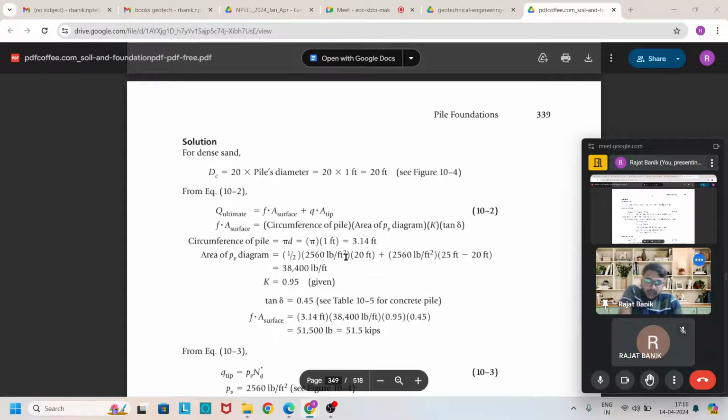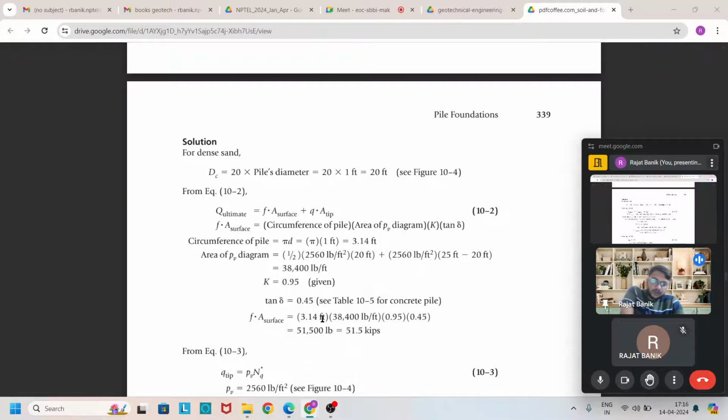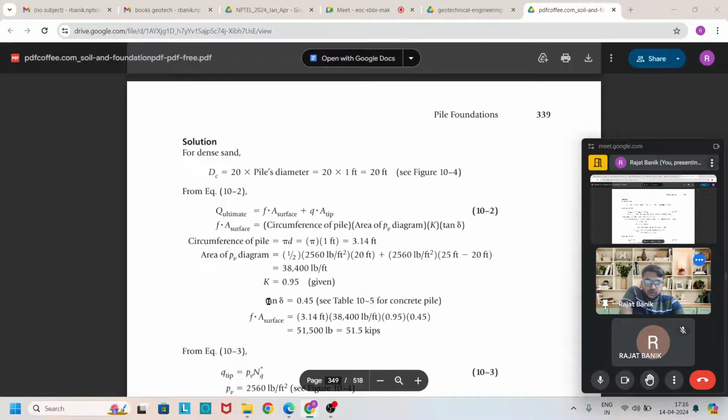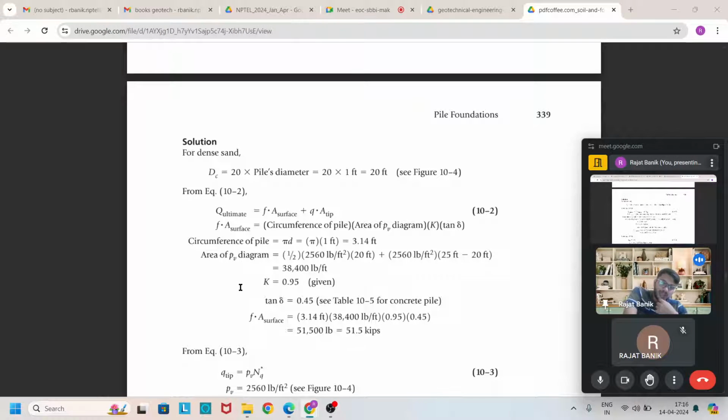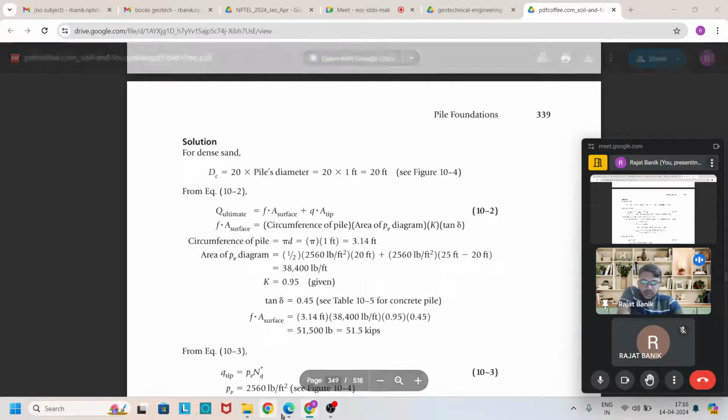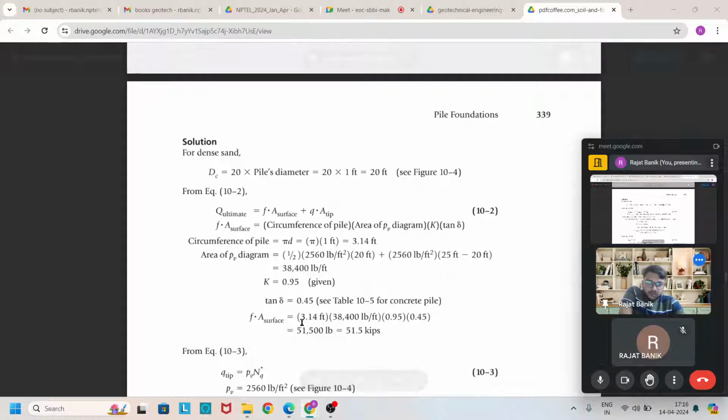It is given as 38400. Then K is given in the question, and we have to find the delta. Normally, if it is not given, we take two-thirds of phi, where phi is the angle of internal friction, but here it is given as 0.45. The formula is K sigma_v tan delta pi d L. Put all these values in to get the answer, which is 51500.